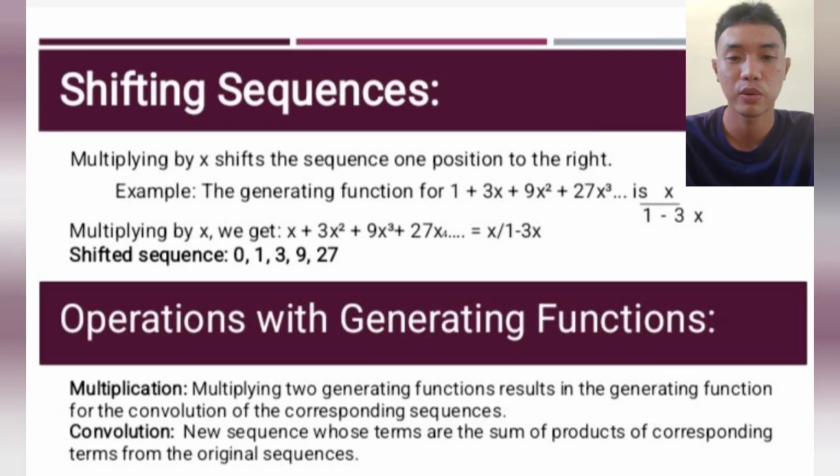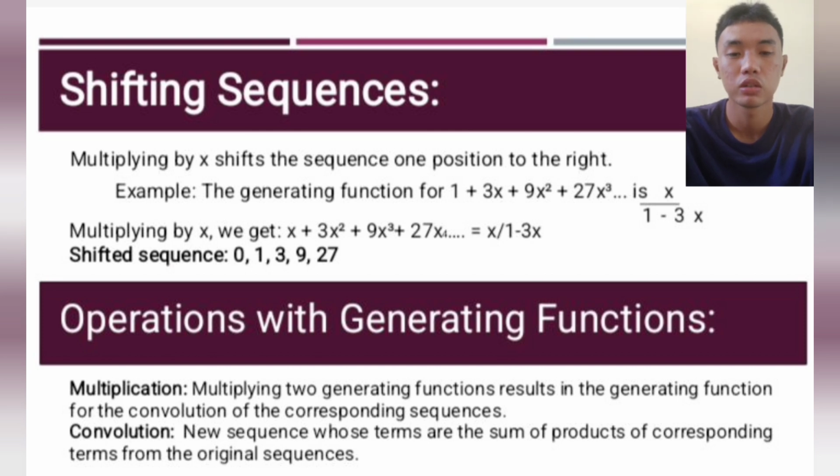Good morning everyone. Today I discuss shifting sequences. Shifting sequences by multiplying by x shifts the sequence one position to the right. For example, the generating function for 1 plus 3x plus 9x squared plus 27x cubed is 1 over 1 minus 3x. We multiply by x to shift it, giving x over 1 minus 3x. So let's proceed.